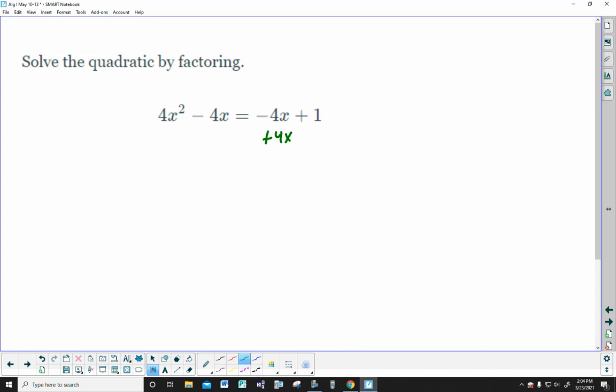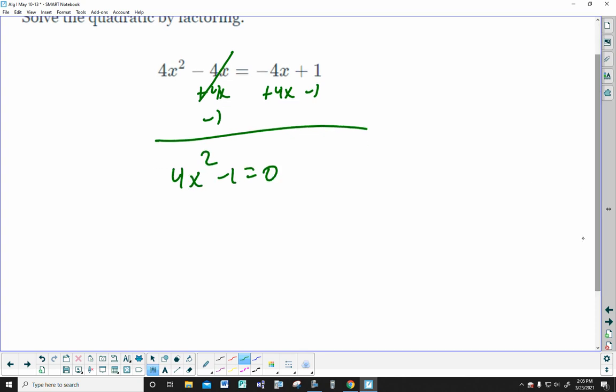Add 4x to both sides. Subtract the 1, subtract the 1. Those cancel out. So you get 4x squared minus 1 is equal to 0. And you should recognize the left side. That's a difference of squares pattern. The difference of squares. So 2x, 2x, 1, 1, one's a plus, one's a minus.